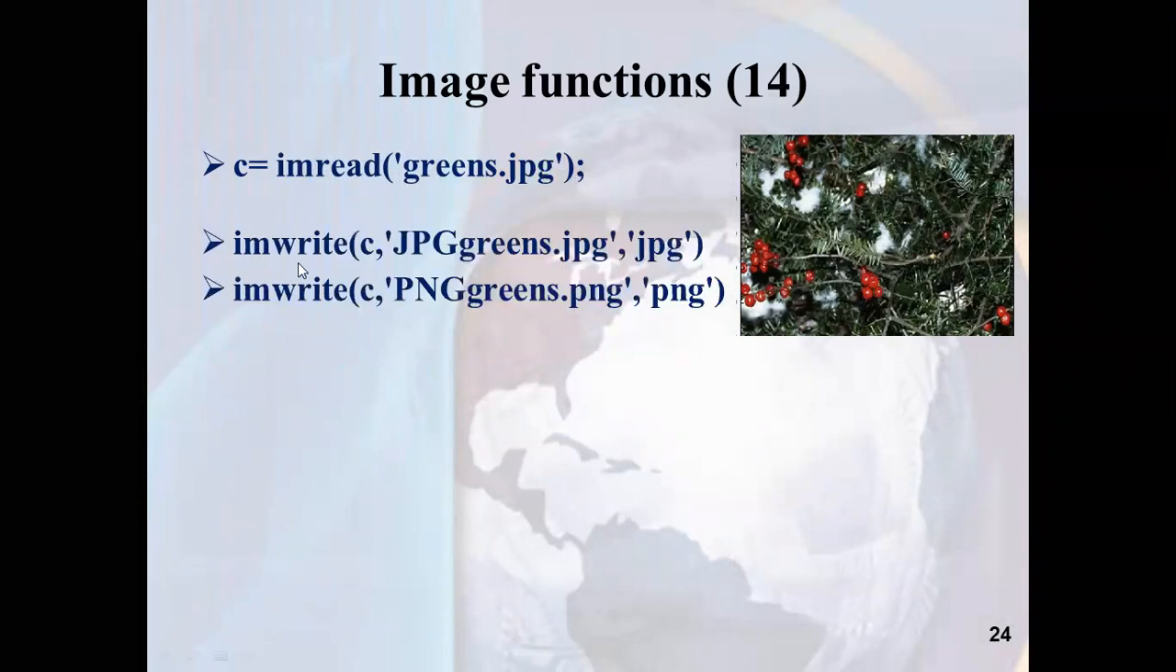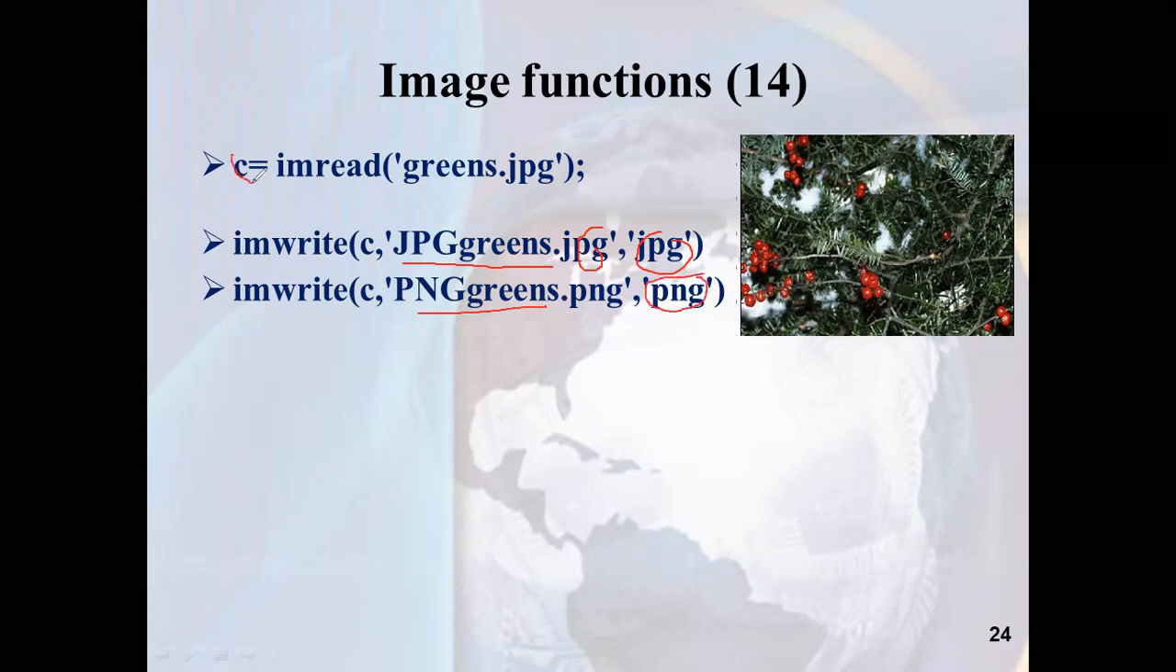Now, cameraman read greens, another application. If we use image write, it means we save the image. We have C as image matrix, so we save the matrix C and give it a name. So here we call the JPG greens dot JPEG of type JPEG. And also we save the same matrix of type PNG, greens with type PNG.